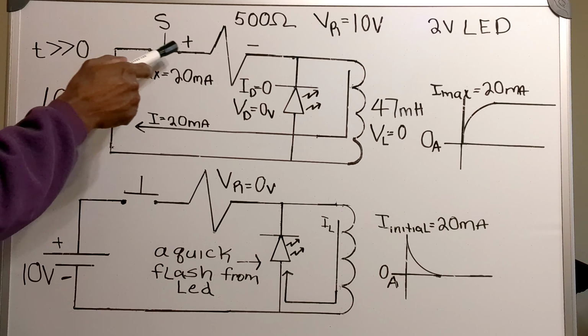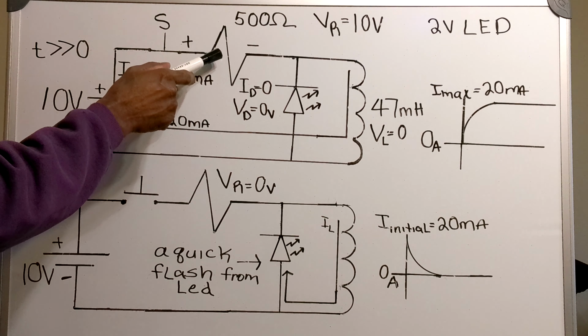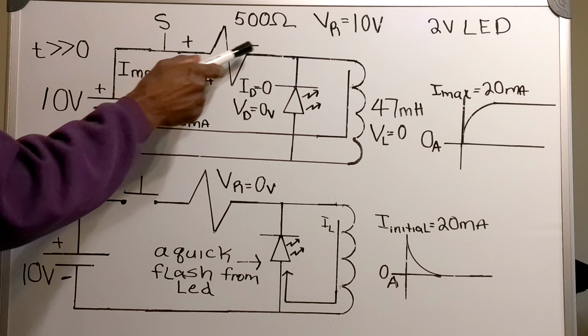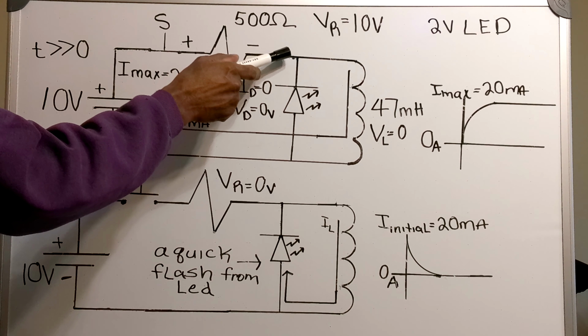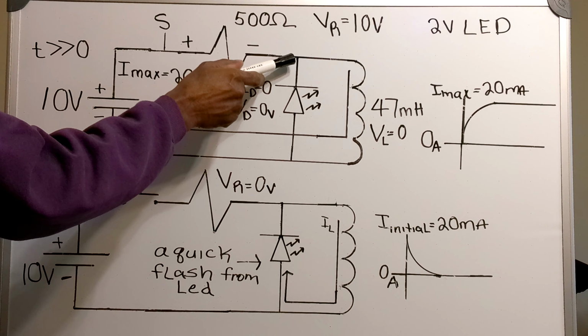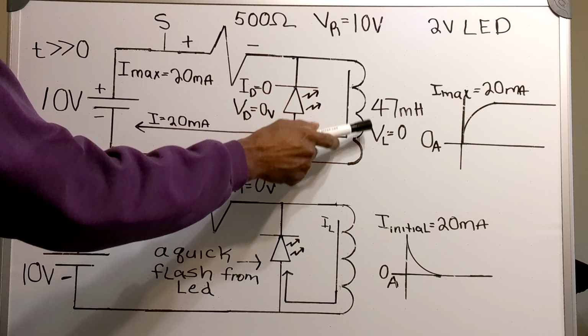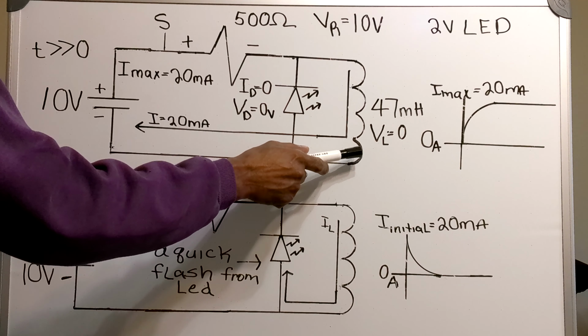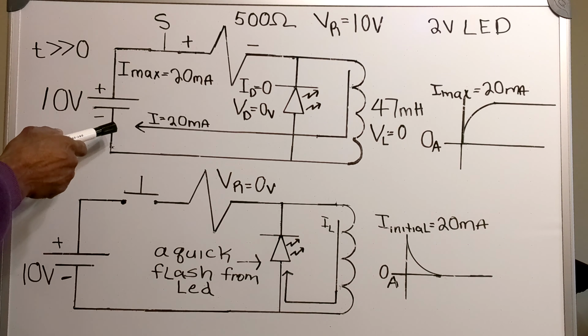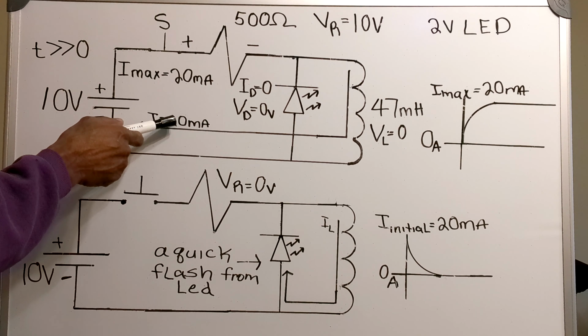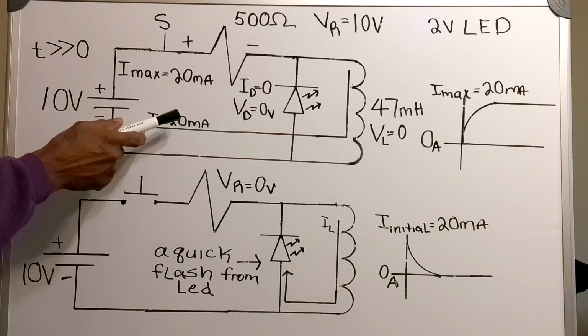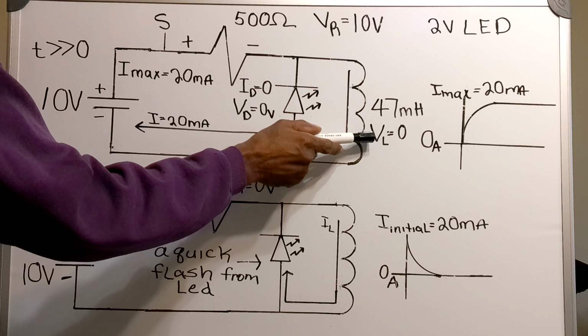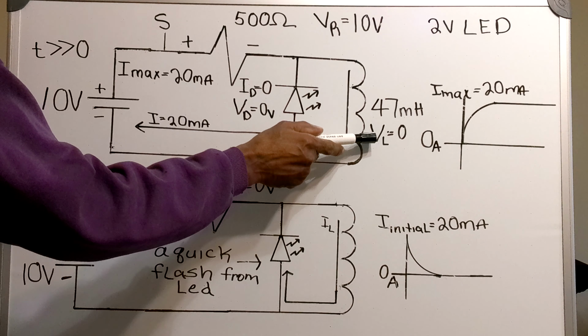The current is flowing through the 500 ohm resistor, goes around the diode and through the inductor and back to the volt source. The max current is now 20 milliamps. The voltage across the inductor is 0 volts.